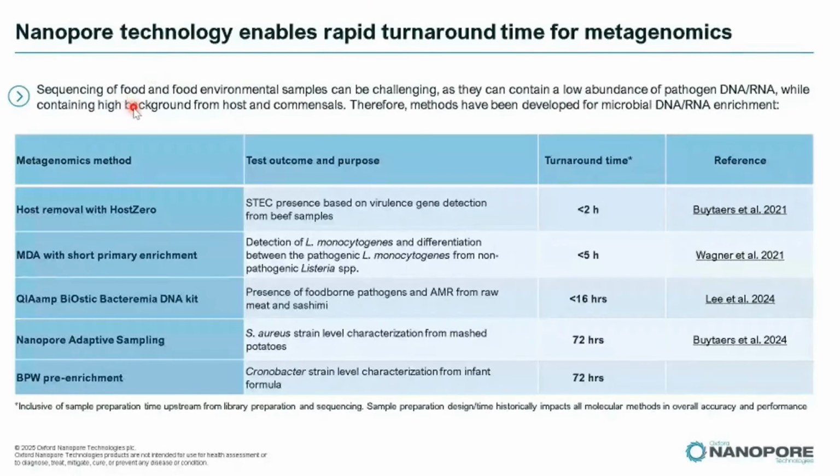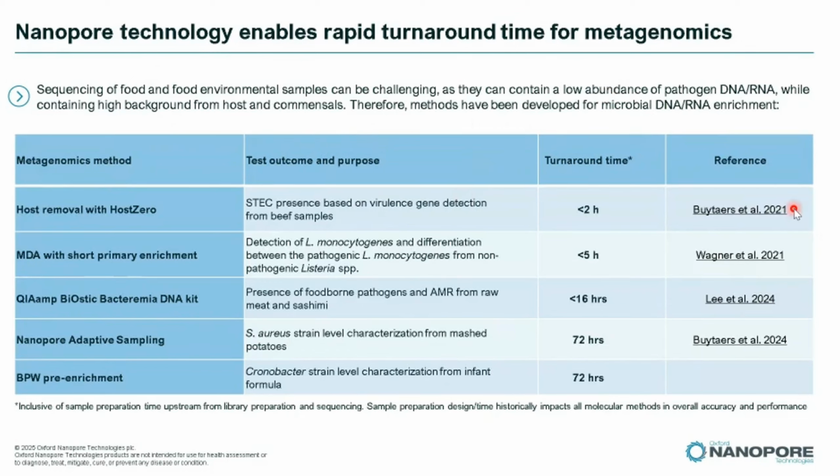The sequencing of food and food environmental samples can be challenging because they actually contain a low abundance of the pathogen, causing a low abundance of DNA. At the same time, there is a high background from the host or commensals. Therefore, methods have been developed for enrichment of microbial DNA.